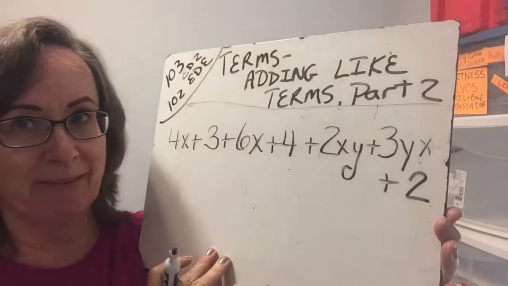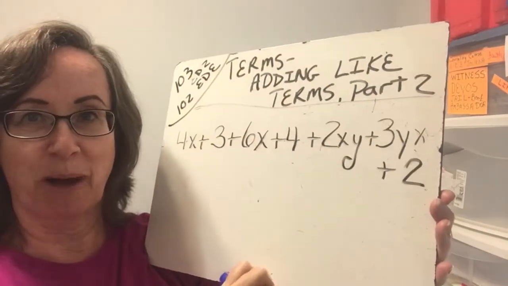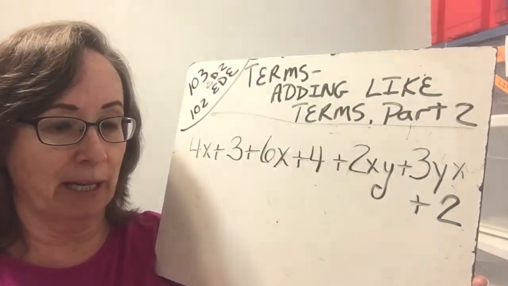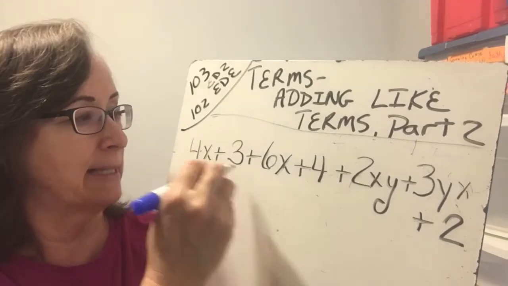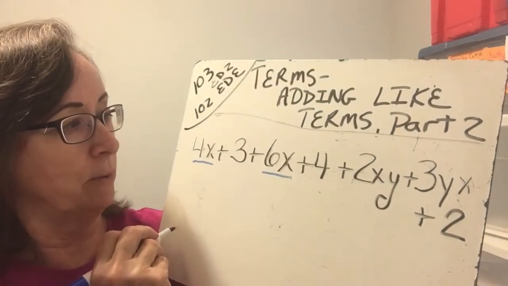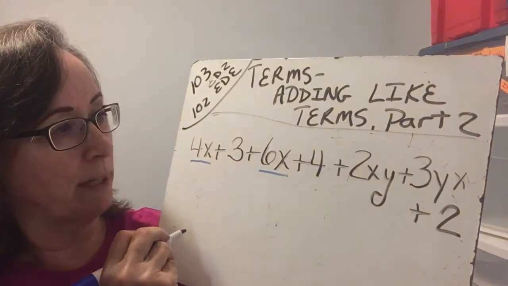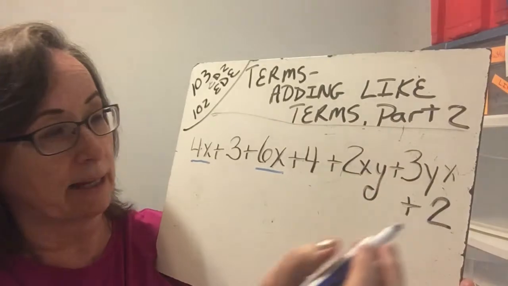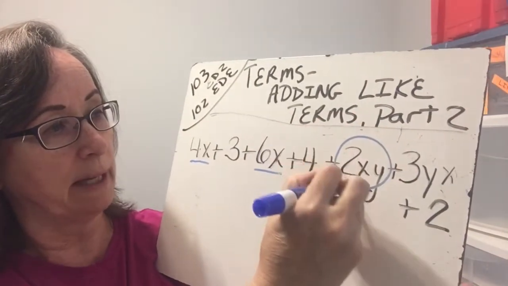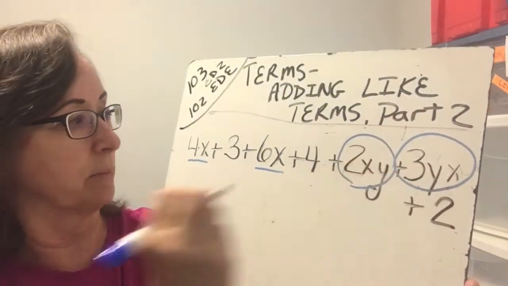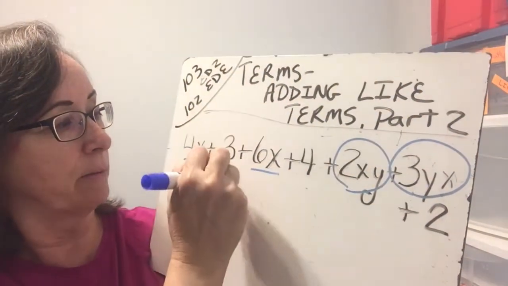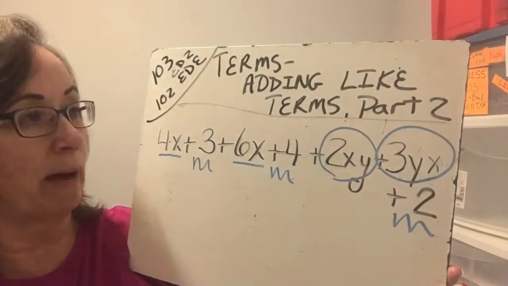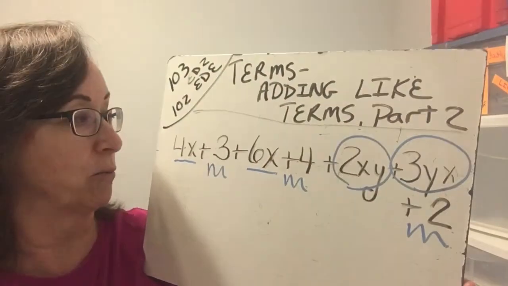Okay, on this one, it was so long that I had to drop down and write the +2 below. It was such a long one. So we're looking for like terms. We have x's, we have two x's, and then we have an xy and a yx. So those would be the same like term. And then we have a 3 constant, constant, constant. So I like to put a little different symbol under each one.